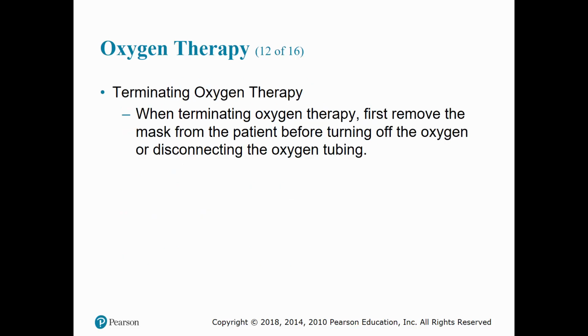When deciding to terminate oxygen therapy, the first thing you want to do is remove the mask or cannula from the patient. Once you have done that, turn off your flow meter, then turn off the cylinder valve. Open the regulator valve to allow the oxygen trapped in the regulator to escape until the pressure gauge reads 0. Then turn the regulator flow meter control completely off.